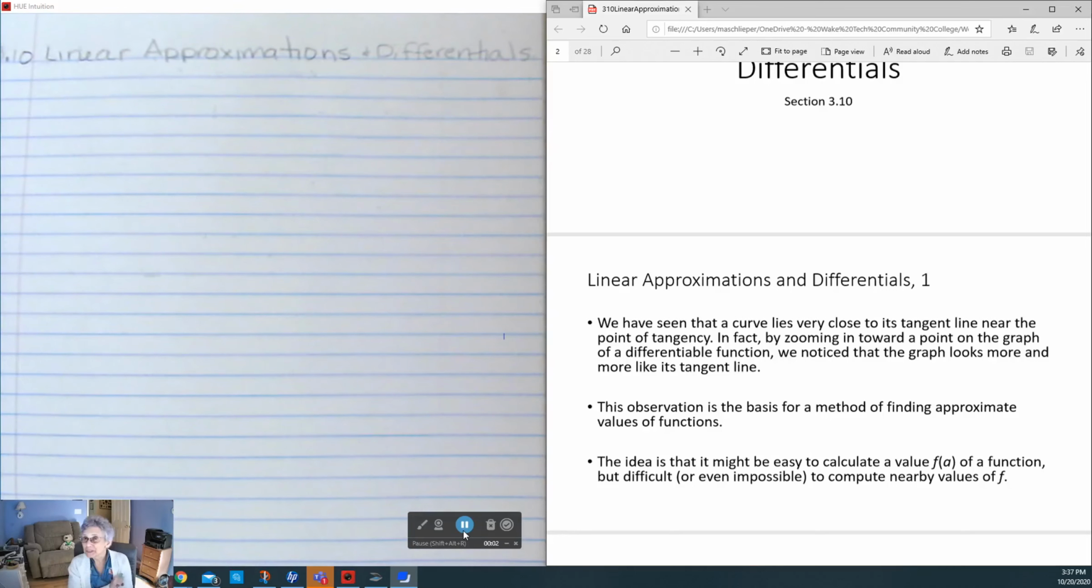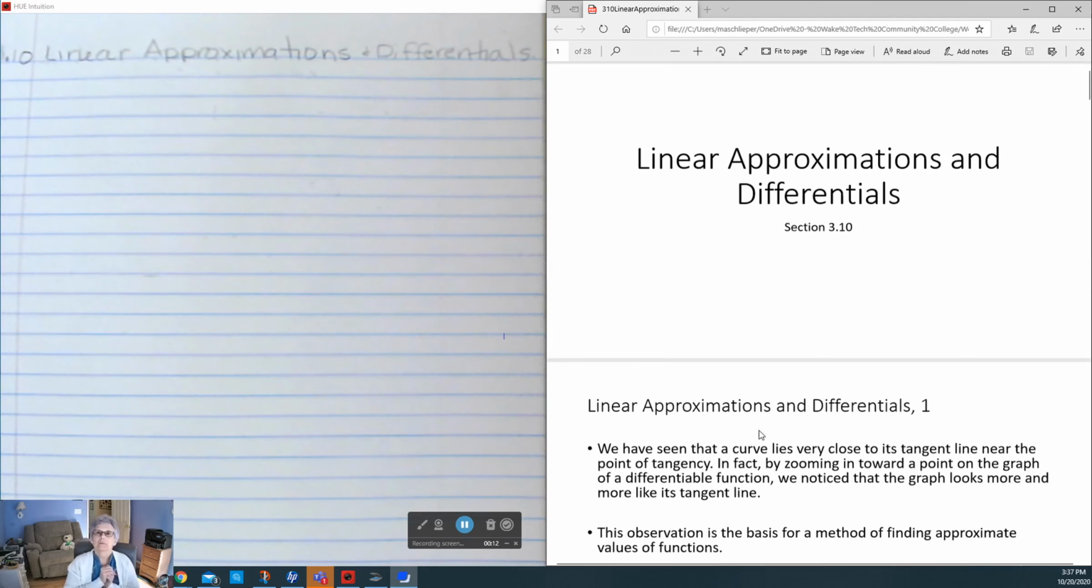It's our last section before test 3. Woohoo! Back to chapter 3 stuff. Last thing we're going to learn from chapter 3 is linear approximations and differentials.